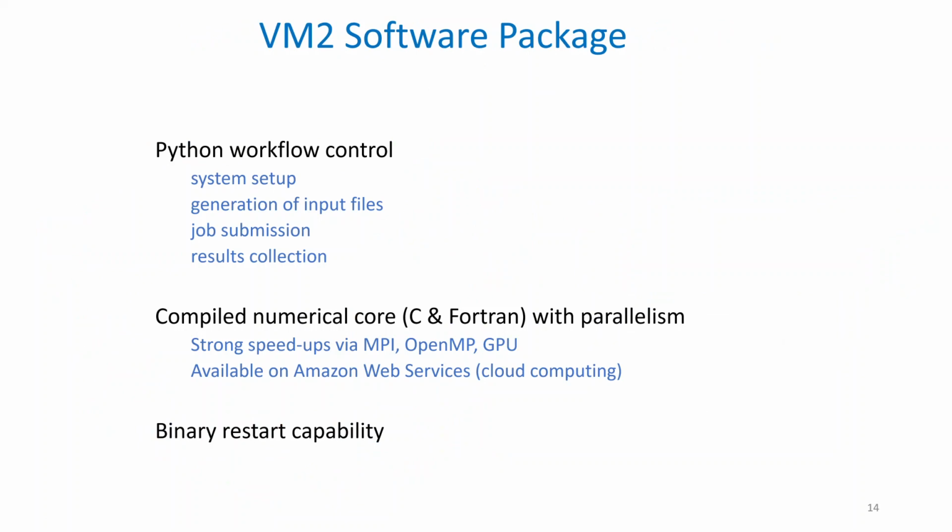This method is implemented in the VM2 software package, which really now offers a lot of nice control capabilities and the ability to run in parallel in a variety of ways. So there's a Python workflow control, which takes care of system setup. It generates your input files, submits the jobs, and collects the results and summarizes and analyzes them. And then the workflow calls a compiled numerical core, which is a combination of C and Fortran code and allows for parallelism using MPI, OpenMP, and also GPUs.